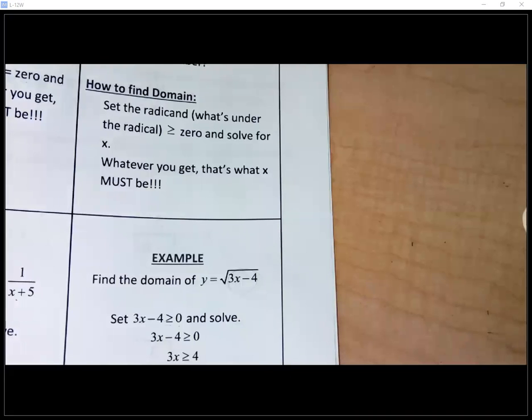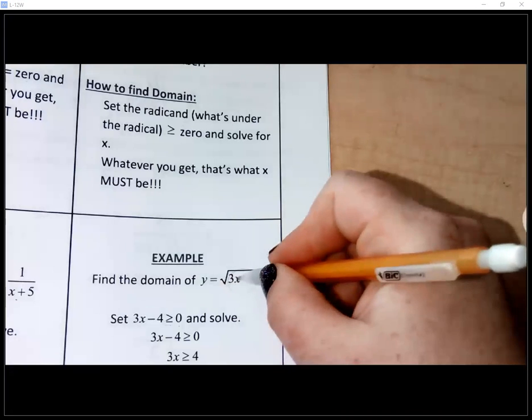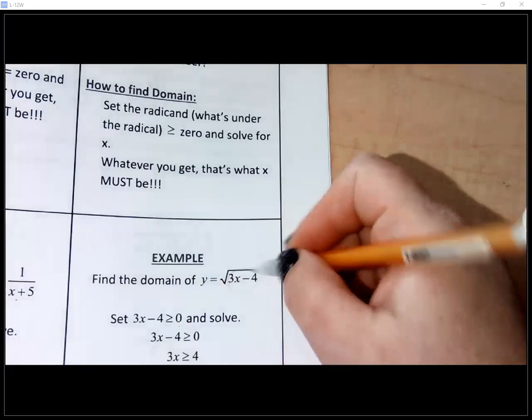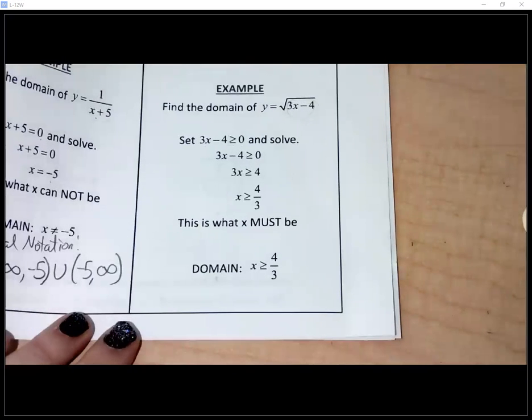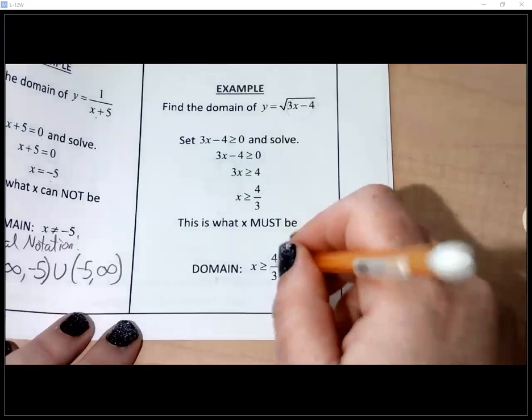Try it. 3 times 4/3 would be 4. 4 minus 4 is 0. I can take the square root of 0. I just can't take the square root of a negative number. So as long as my x values are 4/3 or bigger, it's fine. That's why that's my domain. Now, take a moment, try and write that domain in interval notation.